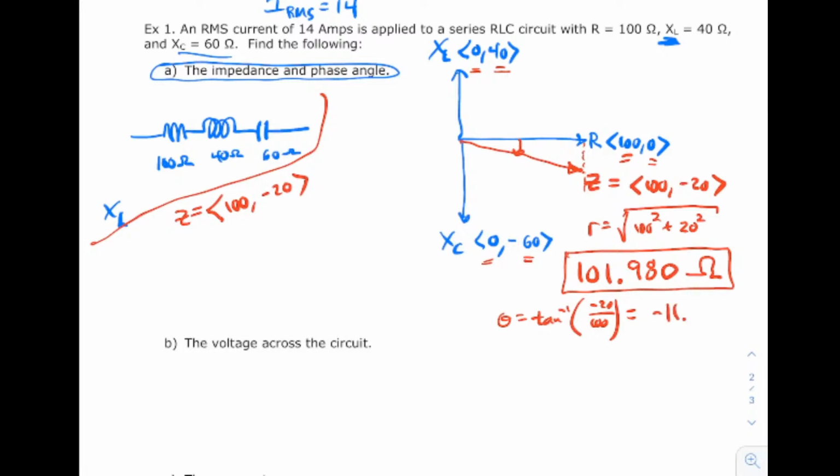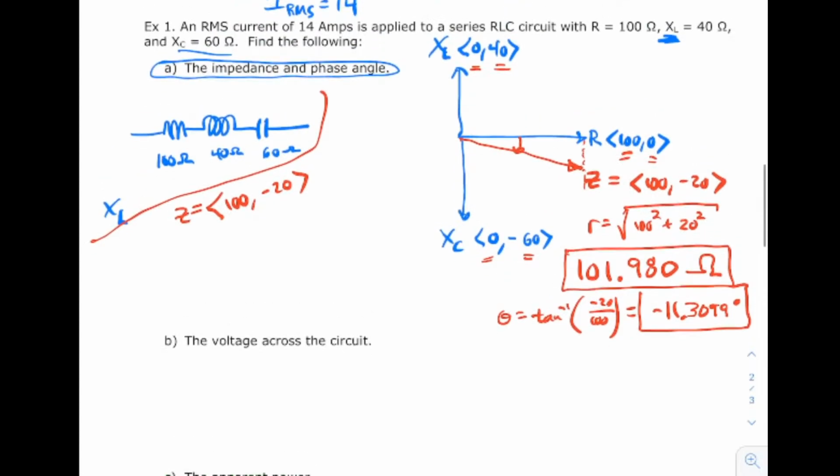11 point, and I'm going to carry some decimals on this too. Looks like 3099. Well, if I want 6 sig figs, I'll take 6 sig figs. 11.3099 degrees. Again, we don't usually use 6 sig figs, but I am this time, and you'll see why. Okay, cool. We got the impedance and the phase angle. Cool. Now, find the voltage across the circuit.